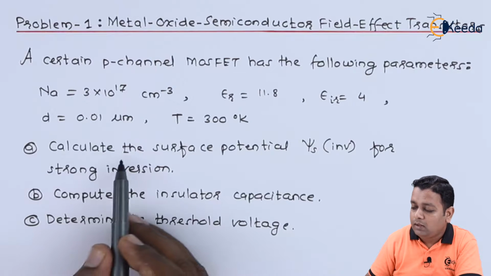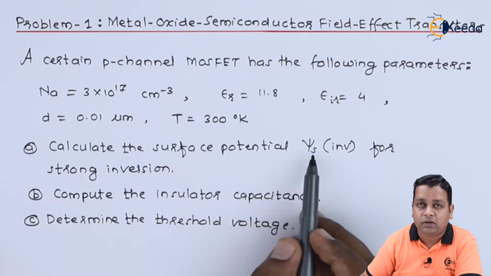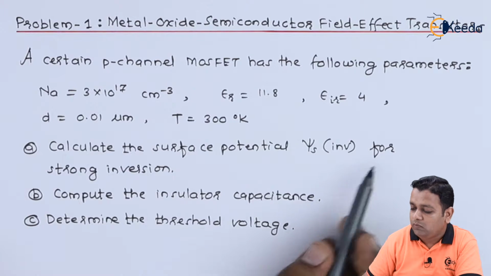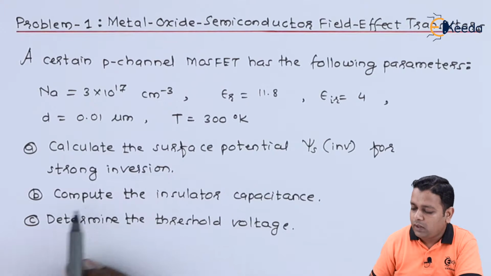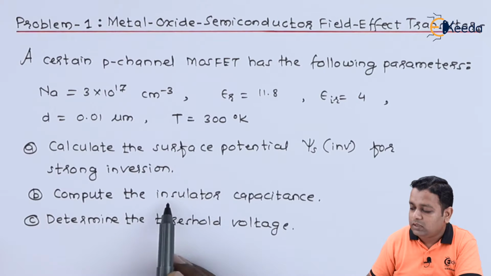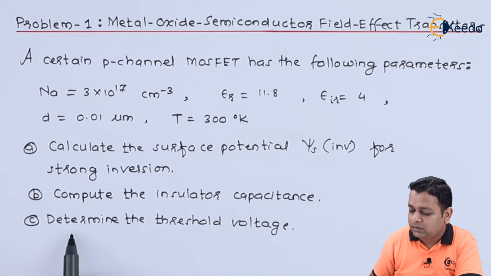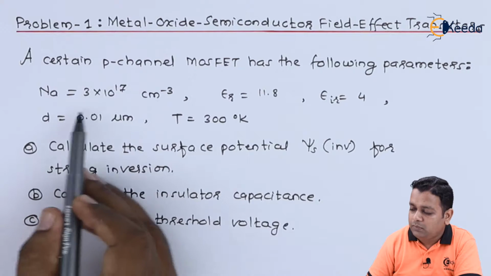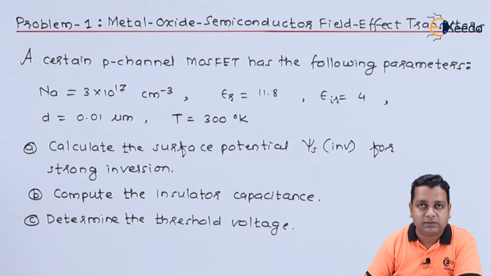For part A, calculate the surface potential denoted psi suffix s in the bracket I and V for the strong inversion. In part B, we need the insulator capacitance, and lastly, the determination of threshold voltage is expected in this problem. So we begin with first of all identification of the given details.